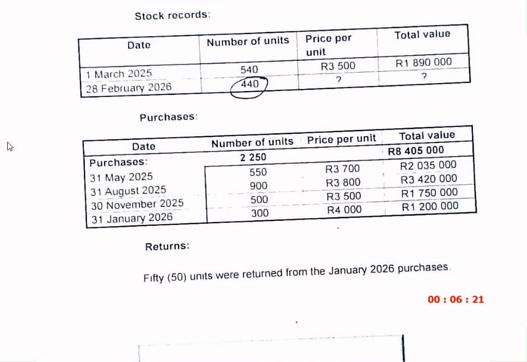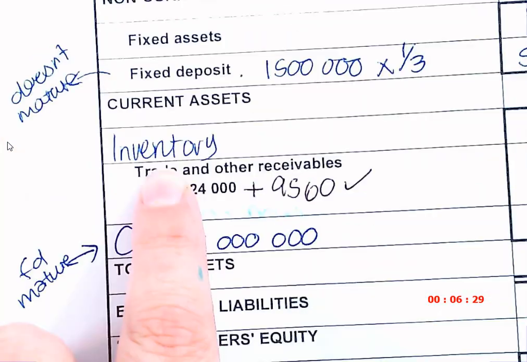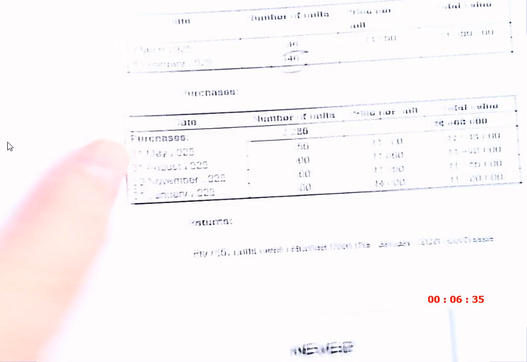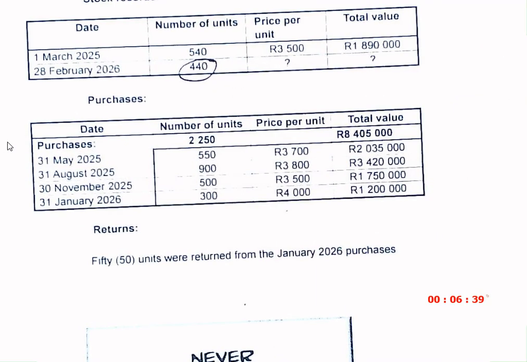And now I need to give a money value to that 440 units because I needed to put it in inventory in the balance sheet. That's why I do stock valuation. Okay, so now what do I do? With FIFO they say, let's rather value the stock at the newest prices, because most probably the stock that's not sold is the stock that came in last.